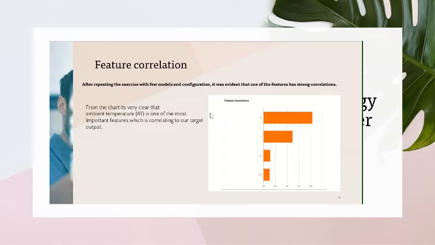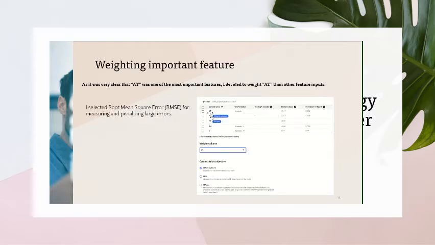Once we did that, it was more like going with this column. It was very clear. So the next step was adding a weight for this important feature. With that, I decided to weight the AT column more than the other model feature inputs. And in order to measure the model errors appropriately, with an effort to penalize large errors in particular, I chose to go with the root mean squared error, which is RMSE.